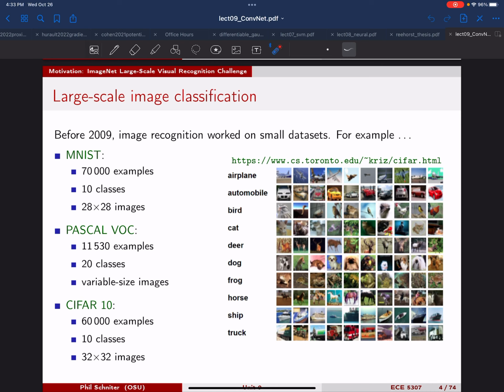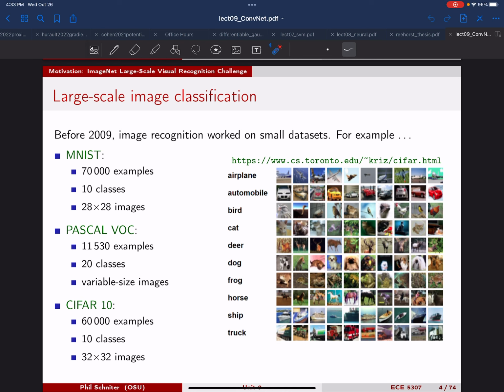And so the thing to know is that before 2009, when people worked on image recognition or image classification, they worked with small data sets relative to what we have today. So for example, we saw the MNIST data set in the last unit. So that has 70,000 examples, 10 classes, with 28 by 28 images. So these are really pretty tiny images, if you think about it.